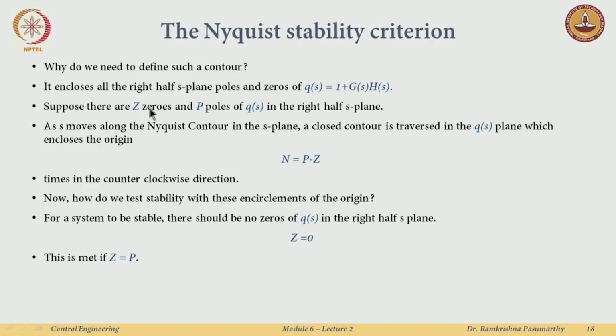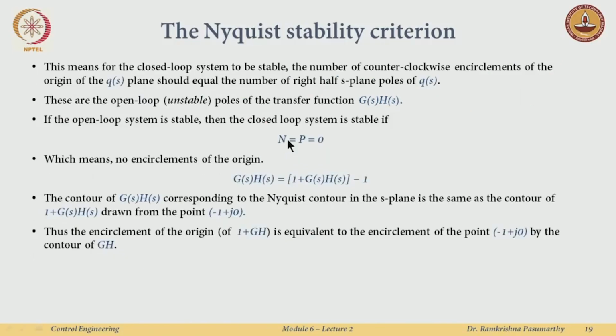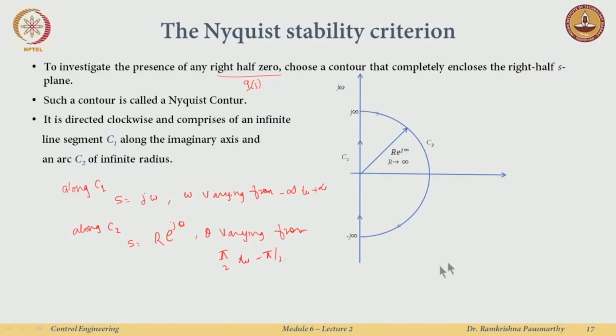Everything will now start to make sense of what we did so far. Suppose there are Z zeros and P poles of Q(S) in the right half plane. The zeros of Q(S) are S plus Z1 prime, S plus Z2 prime, and so on until S plus Zn prime, and then you have poles S plus P2, and so on. These are all the open loop poles. In other words, all the Z1 prime till Zn prime are the closed loop poles. Now this is the Nyquist contour, which you defined as the entire right half plane.